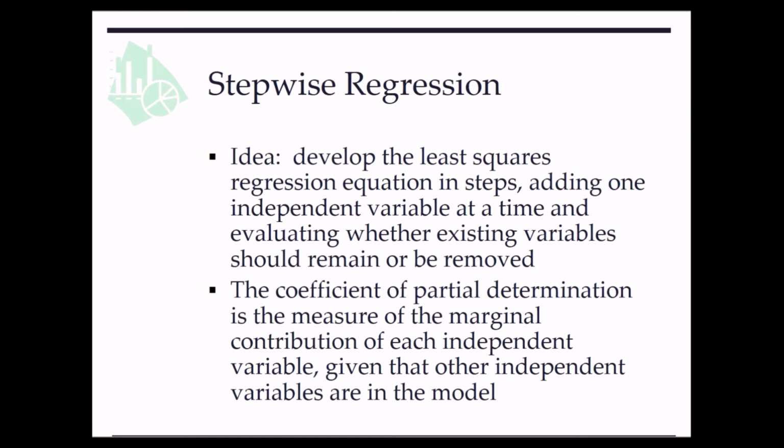We can also use a backward stepwise regression, starting with all the independent variables and removing one variable at a time until no variable should be removed. Or we can use a general stepwise regression where at each step we may either add or remove an independent variable.